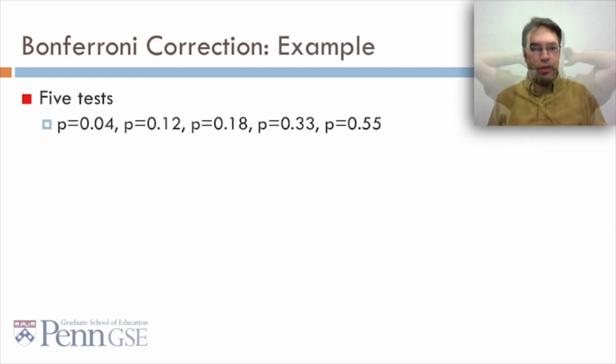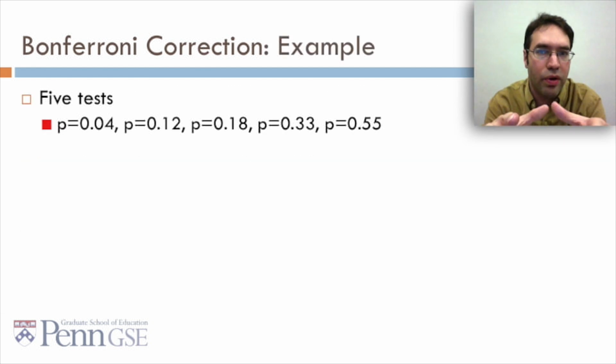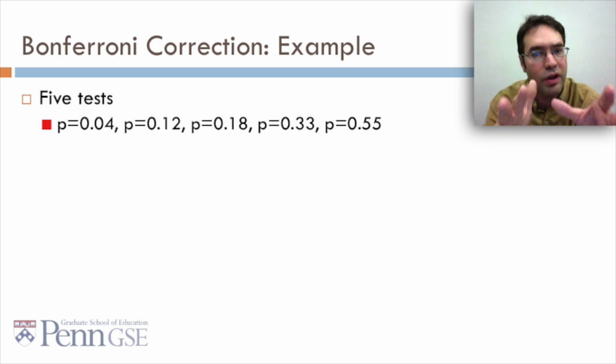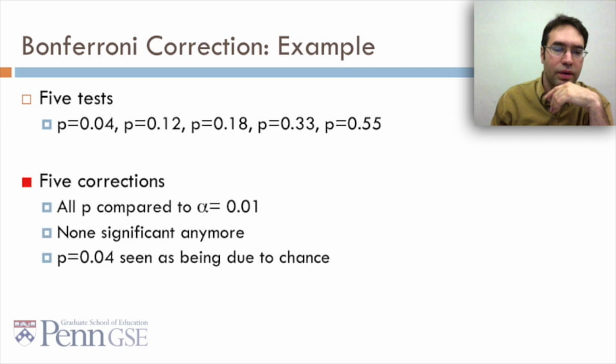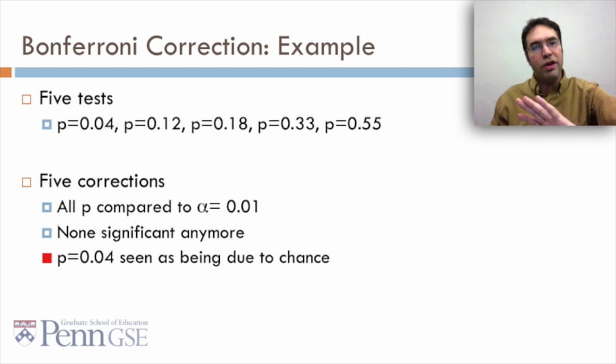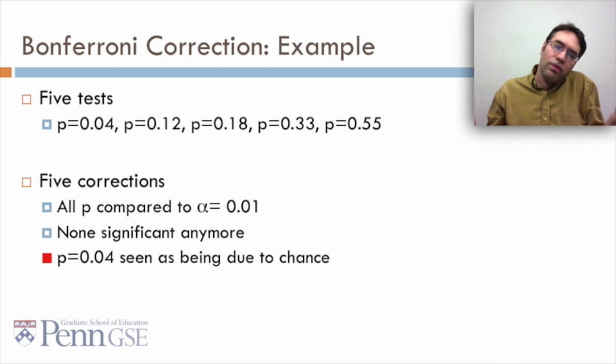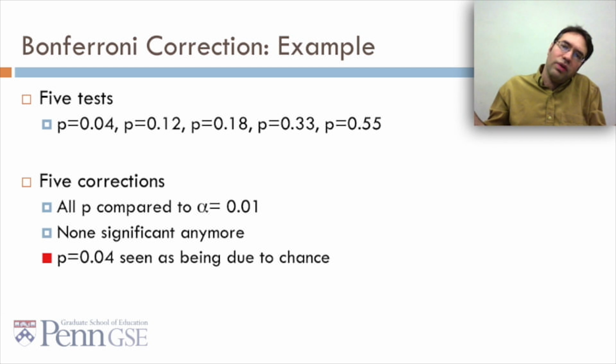Let's give an example. Let's say you run 5 tests and you get p of 0.04, p of 0.12, p of 0.18, p of 0.33, and p of 0.55. In that case, you do 5 corrections. All p are compared to alpha of 0.01, nothing is significant anymore, and the p of 0.04 is seen as just being chance. Is this okay? I don't know. I'm okay with it. Seems kind of reasonable to me.